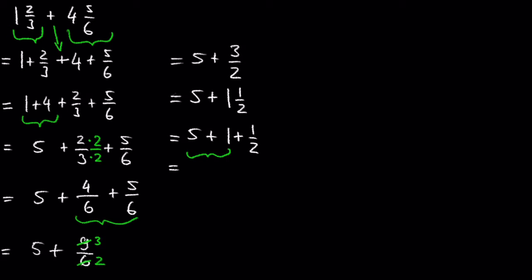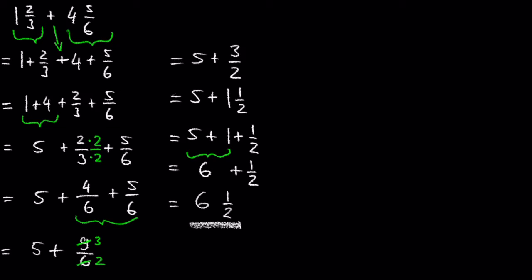Five plus 1 is equal to 6. And finally we get 6 plus 1/2, which is 6 and 1/2. This looks like a lot for just adding two mixed numbers, but this was very detailed. The more exercises like this you do, the fewer steps you will need to solve these kinds of problems.